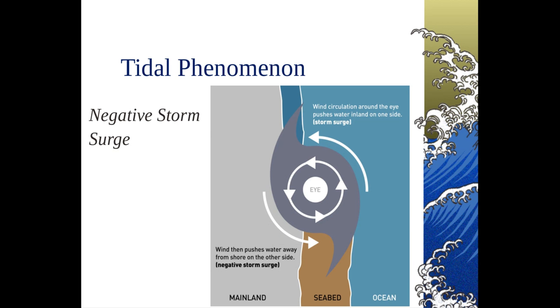There's also kind of a strange phenomenon known as a negative storm surge. During Hurricane Irma in 2017, that's what dried out areas of the shoreline in Florida that are normally underwater, and it left a whole lot of manatees stranded on the land.